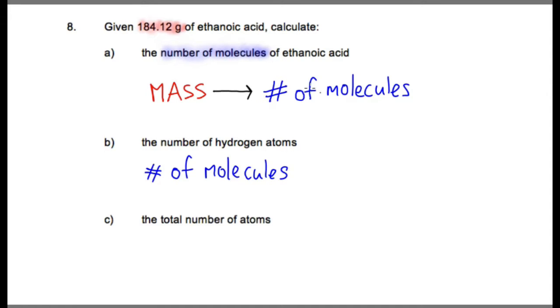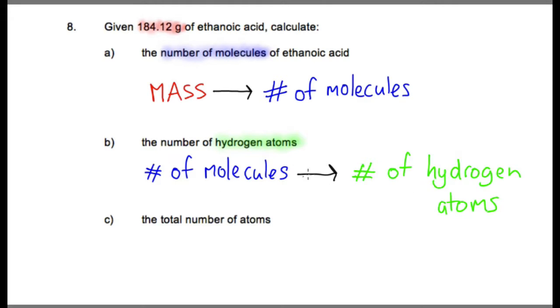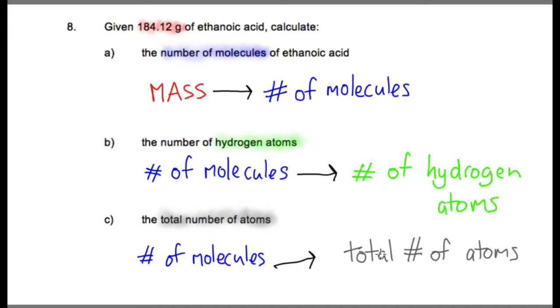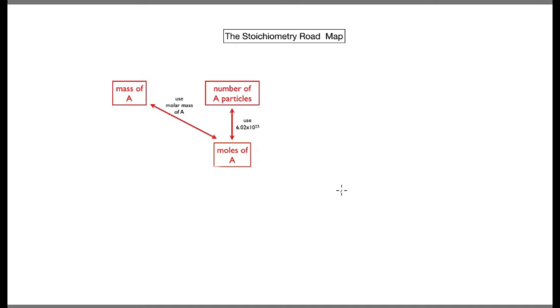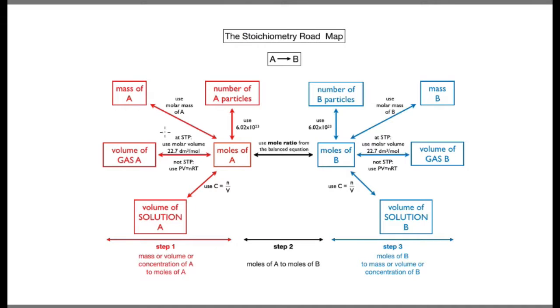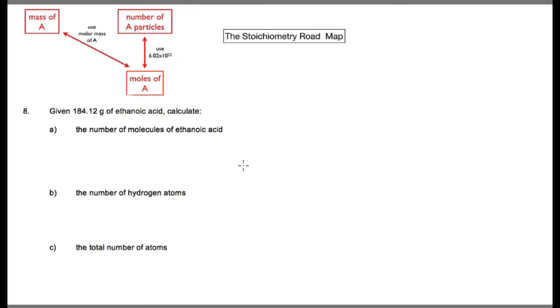We've got the number of molecules, which we've already calculated, and then we can calculate the number of hydrogen atoms from the molecules here. And if we have the number of molecules, we can also calculate the number of atoms from that. Stoich roadmap, we're going to use mass to moles to particles, and of course we'd have a little particles to particles bit too.